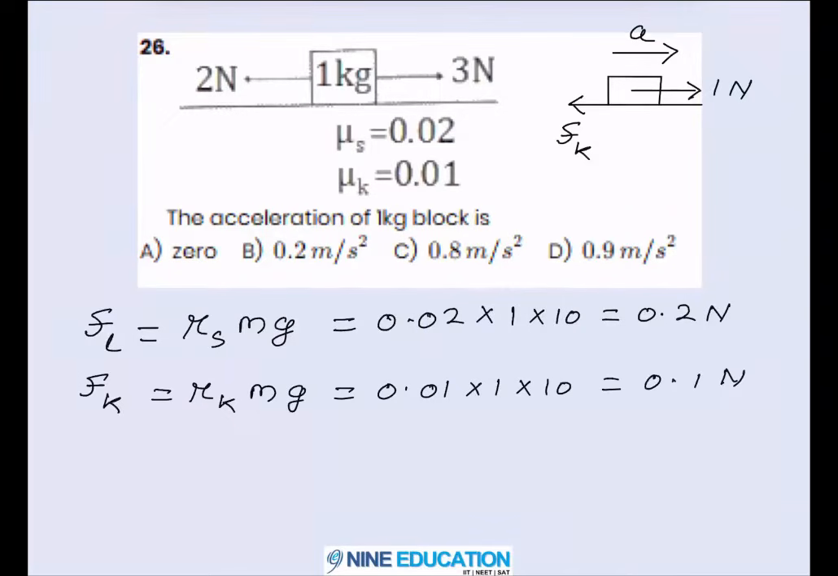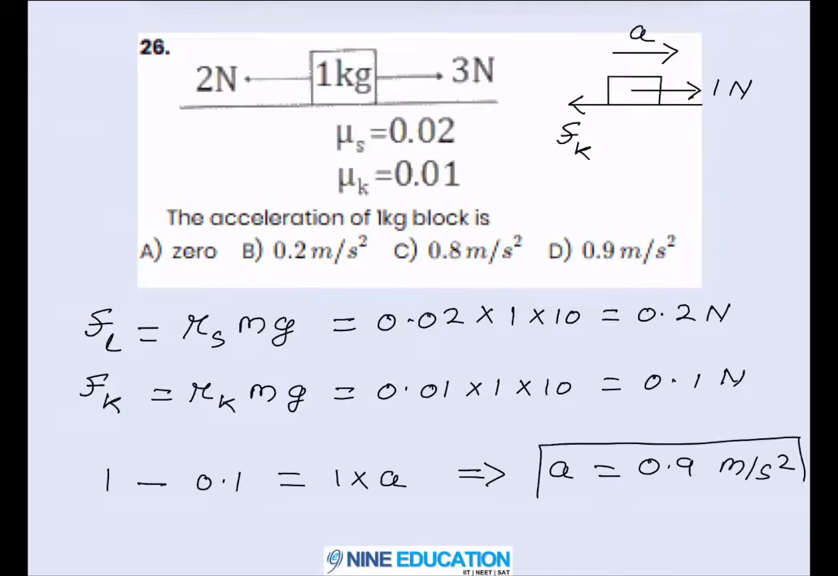Now let us write down the FBD equation of the above picture. That will be 1 Newton in the right side direction minus 0.1 Newton due to the friction is equal to the mass of the body, which is 1, into acceleration of the body, which is A. And from this, we are getting that the acceleration of the body is about 0.9 meter per second square. So what is the answer? The answer is option D.